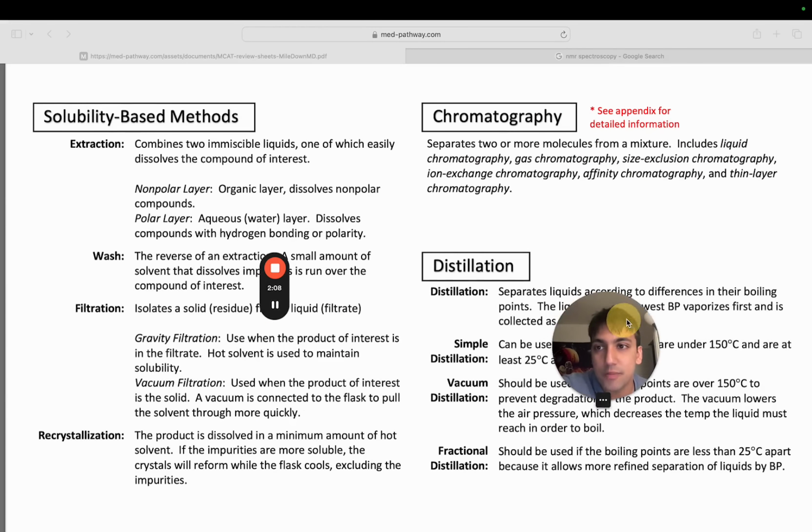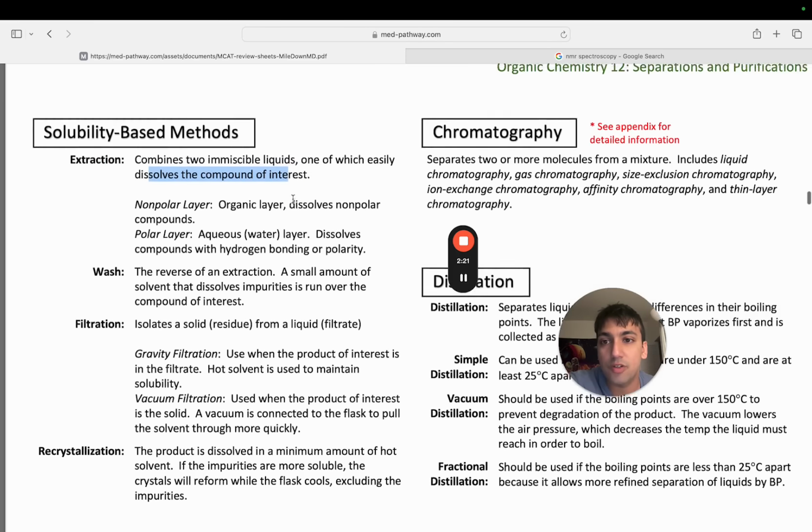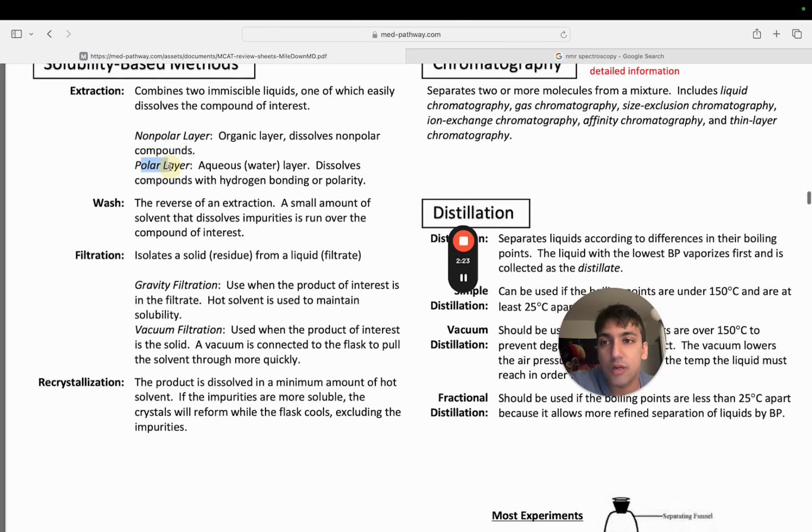Okay, almost done. We know solubility-based methods, and if you remember what I was talking about with soap, that's going to help you a lot here. Extraction is when we combine 2 immiscible liquids, one of which easily dissolves the compound of interest. So we have a non-polar layer and a polar layer. The polar layer is usually water or some other aqueous layer. The non-polar layer is the organic layer. It dissolves non-polar compounds, simple enough. Aqueous layers like water dissolve things with hydrogen bonding or polarity.